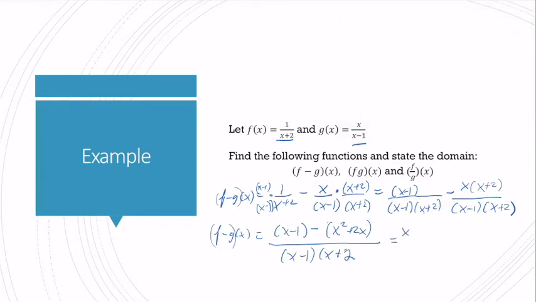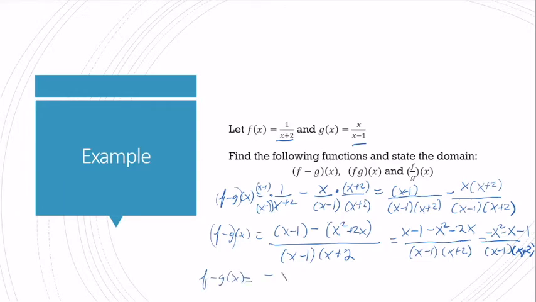That means I have x minus 1 minus x squared minus 2x over x minus 1, x plus 2. That gives me a negative x squared minus x minus 1. I'm going to pull out a factor of negative 1 in order to determine if I can factor my numerator. So I get f minus g of x equals negative, x squared plus x plus 1. So are there any factors of 1 that add to 1? No, there are not. So my numerator is fully factored, and I have a denominator of x minus 1 times x plus 2. So next I need to figure out my domain.